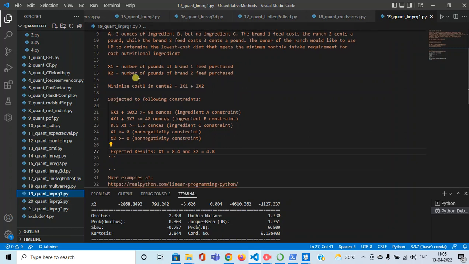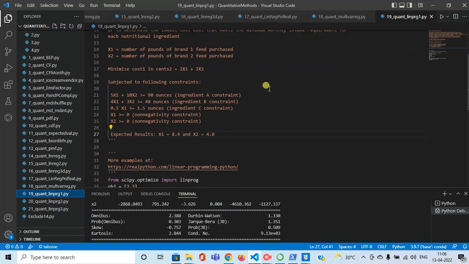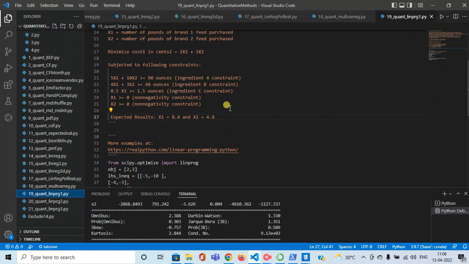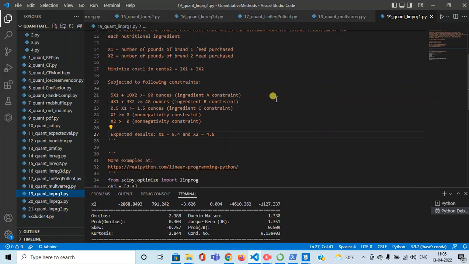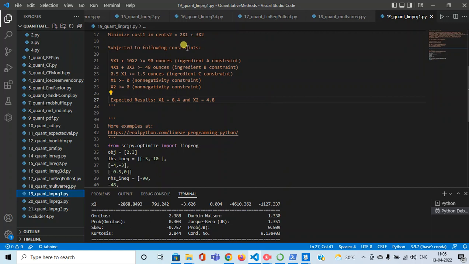So we want to minimize cost, right? We want to minimize costs in cents, right? 2x1 plus 3x2, and we have certain constraints that we need to satisfy. The way to do it is we just put the objective, we pass the coefficients 2 and 3.